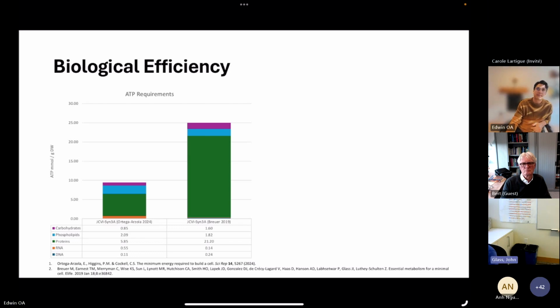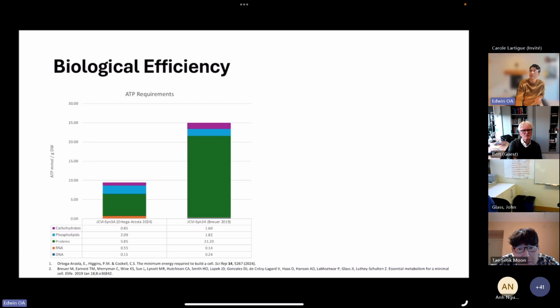Okay. Other questions for Edwin? Yeah, perhaps a question that is connected to this one. Do you consider maintenance energy as a factor that contributes to loss of ATP?